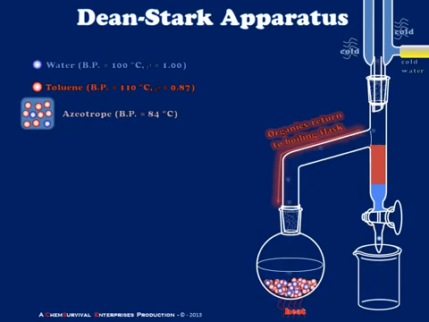When I do this, we can see how the Dean Stark apparatus truly works. It's directing the flow of water into a separate zone from that of the toluene. So at the end of my run, I can expect to have dry toluene in the boiling flask and pure water collecting in my receiving flask or my beaker. And this is the principle on which the Dean Stark apparatus works.